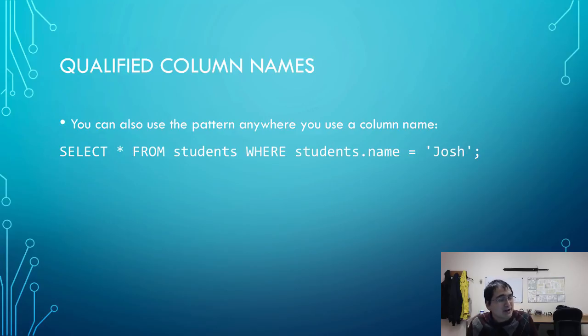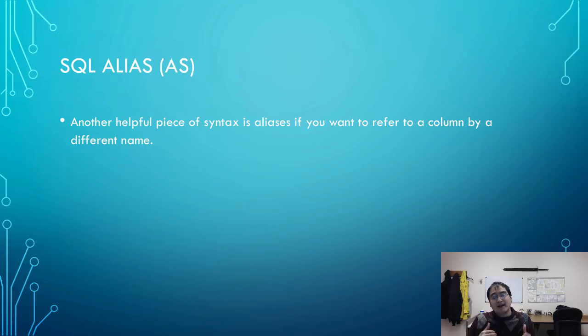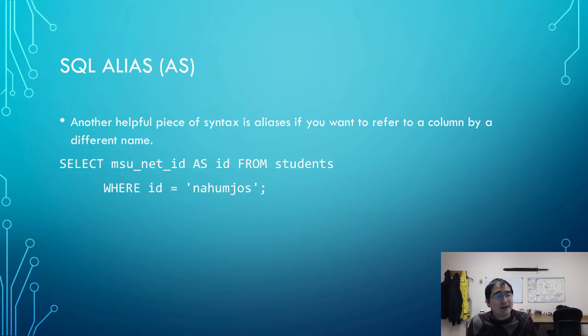The last thing I want to talk about is, once again, something that will help make some of the queries we write later in the class a little bit easier to read or easier to understand, and that is aliases. So the way that you make aliases in SQL is to use the as keyword. And this is useful if you want to, for instance, refer to a column by a different name. So what would that look like?